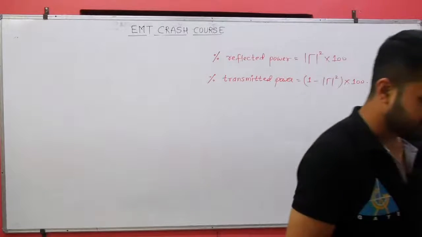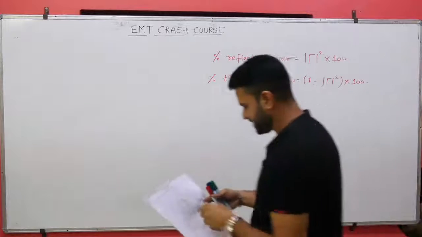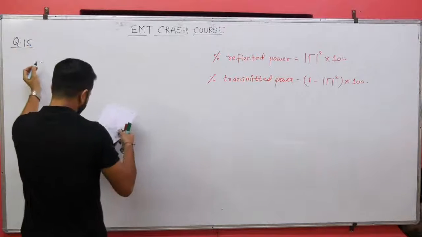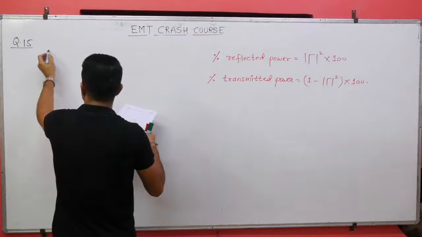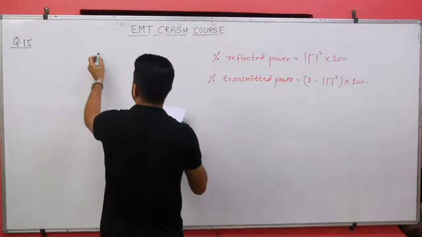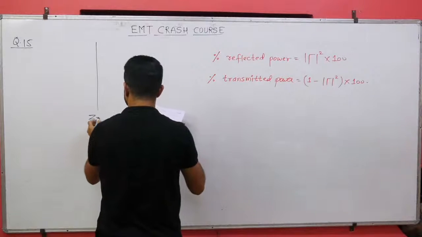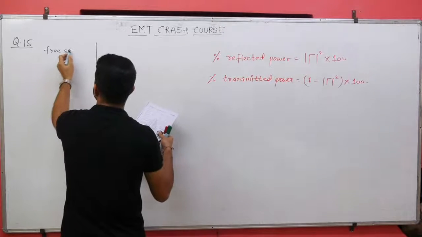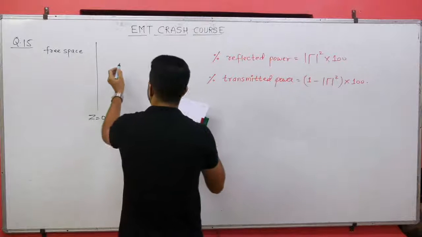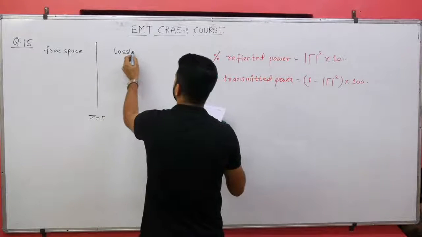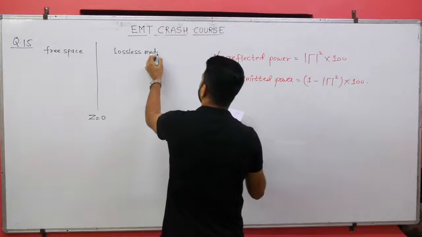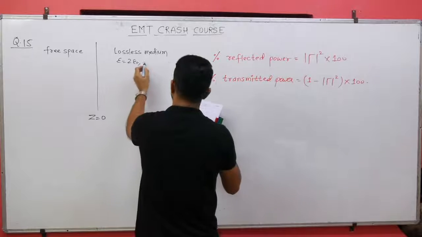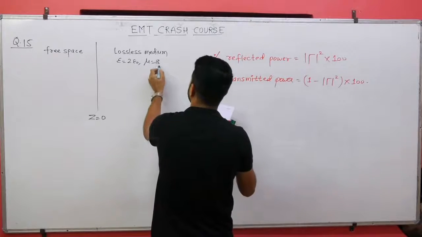So from the workbook we will solve the question, and I am writing question number 15. Question number 15: in free space z less than 0, let me draw the diagram. This is z equal to 0, let us say the boundary, and this is the free space which is z less than 0. And there is a lossless medium, and here epsilon is equal to 2 epsilon naught, and mu is equal to 8 mu naught.